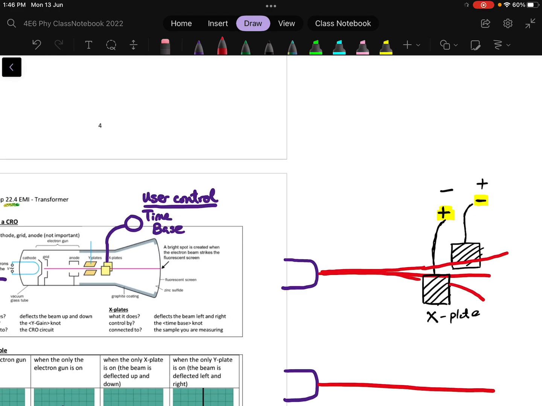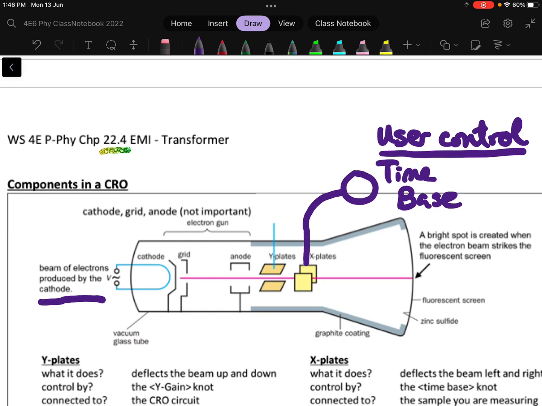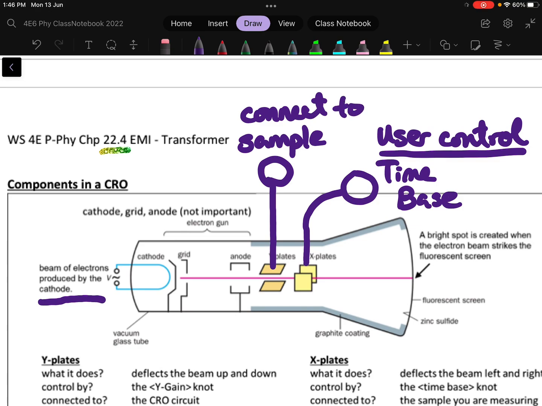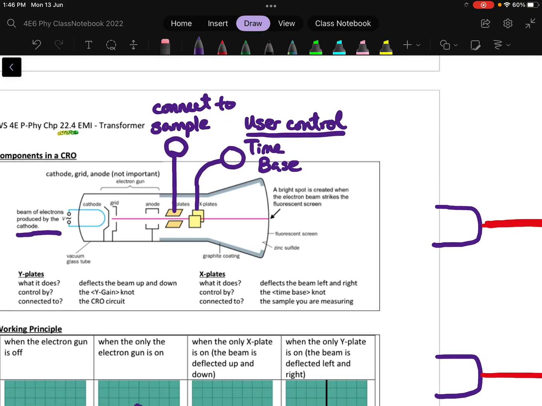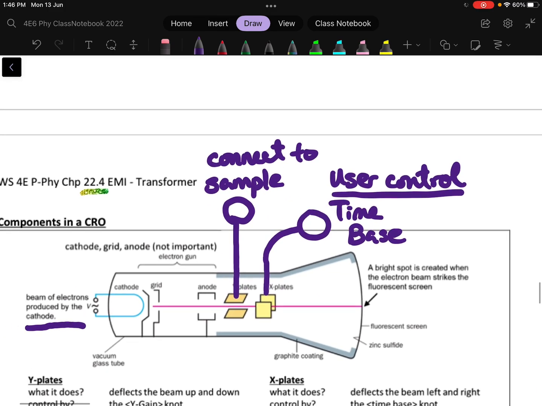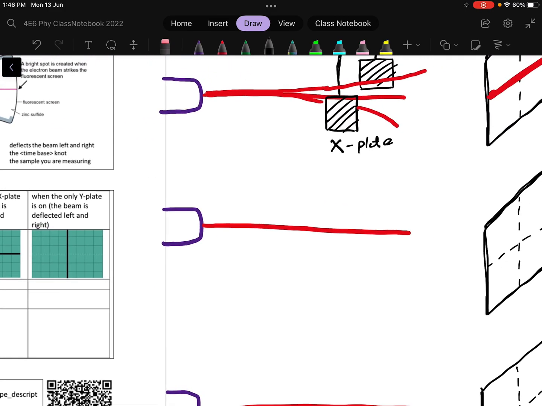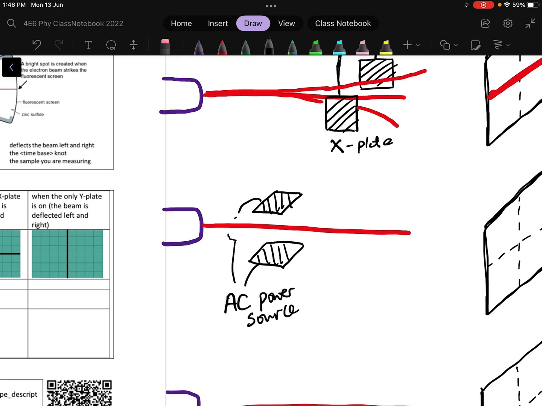Got it? Then there is another feature on the oscilloscope, which is the Y plate. Now the Y plate is where you connect the sample to. You will connect it to what you want to measure, right? So for example, let's say you connect these to an AC power source. I will just draw the Y plate. And you connect these two plates to the AC power source that you want to measure.